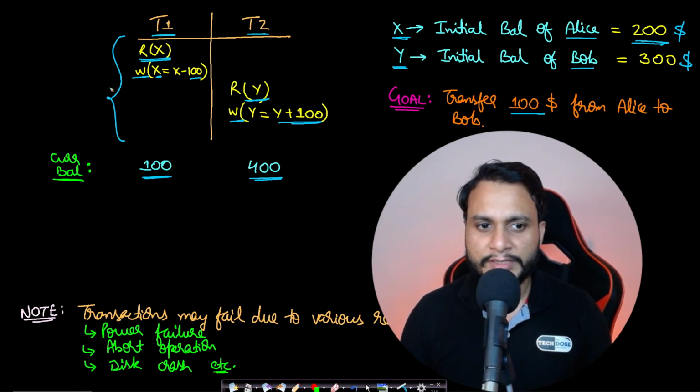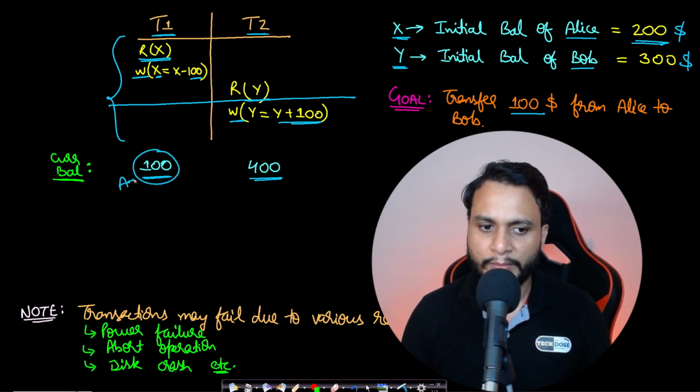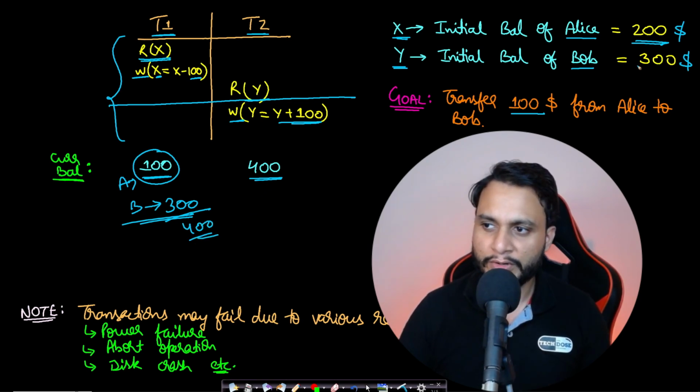Now what may happen is there can be a power failure at any point of time. Let's say there was a power failure on this side on transaction T2. So the update was not written on the Bob side. What might happen is the value was decremented on Alice's side and the balance was 100 for Alice, but for Bob the balance will still remain 300. Now if you add up, the total amount of money is only 400, but the total amount of money should not change. It should remain 500, right?